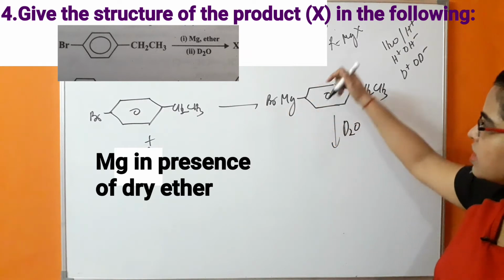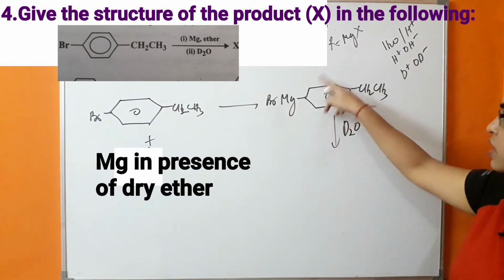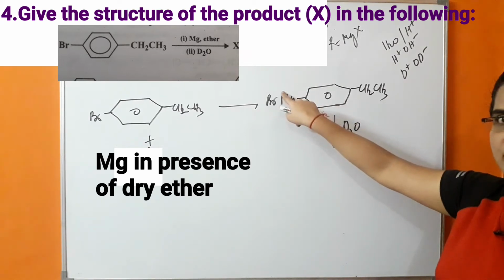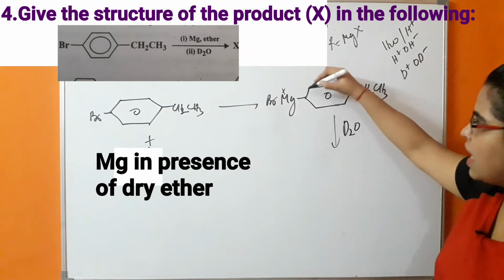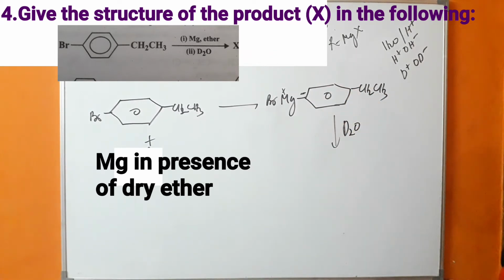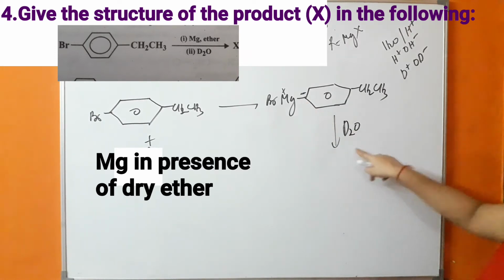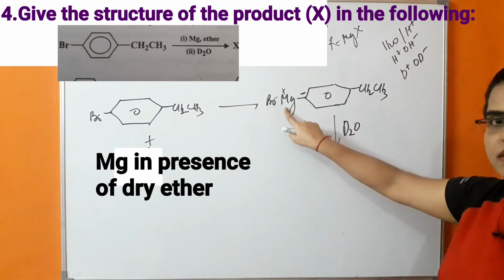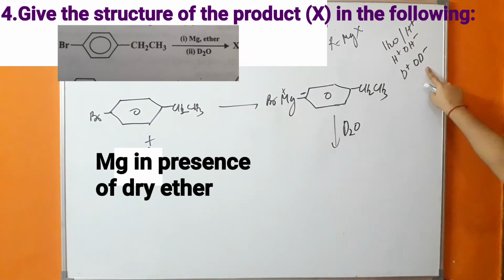Because in this case, there will be an electronegativity difference between the carbon of this benzene and this magnesium. There will be positive charge on this magnesium and negative charge on this carbon of the benzene ring. Because of that, it is behaving as a carbanion. So it will attack on the D+ part, whereas this magnesium which is having positive part is attacked by this OD-.